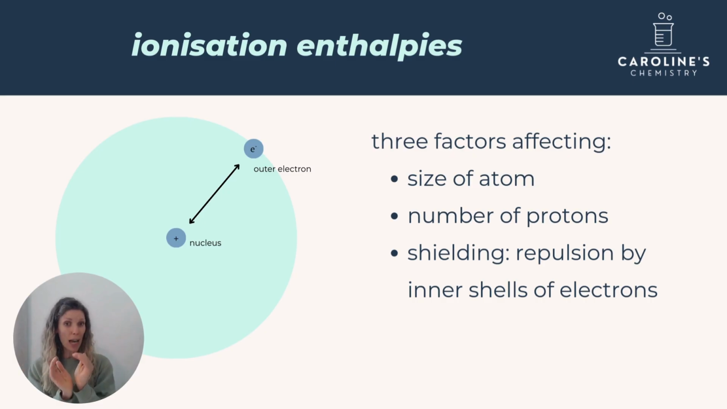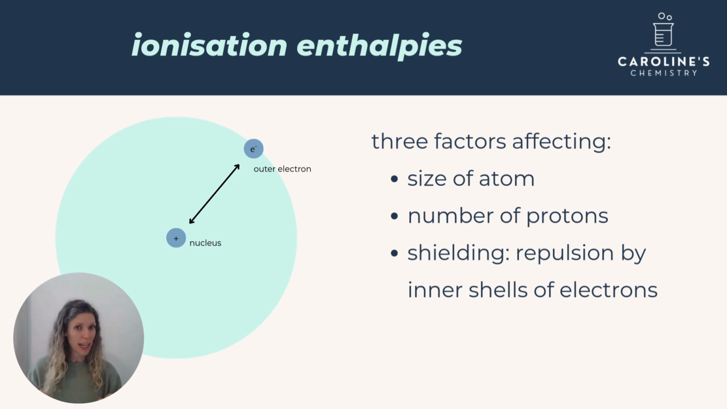Conversely, if we have a smaller atom, you have a stronger attraction between the nucleus and the outer shell electron, and therefore more energy is required to remove that electron. The second factor is the number of protons. So the positive charge of the protons is in the nucleus. If you have more protons, then you have a stronger attraction between the nucleus and the outer shell electron. And that therefore makes the ionisation enthalpy higher. Conversely, fewer protons, weaker attraction between the nucleus and the outer shell electron. So therefore, less energy is required to remove the outer shell electron.